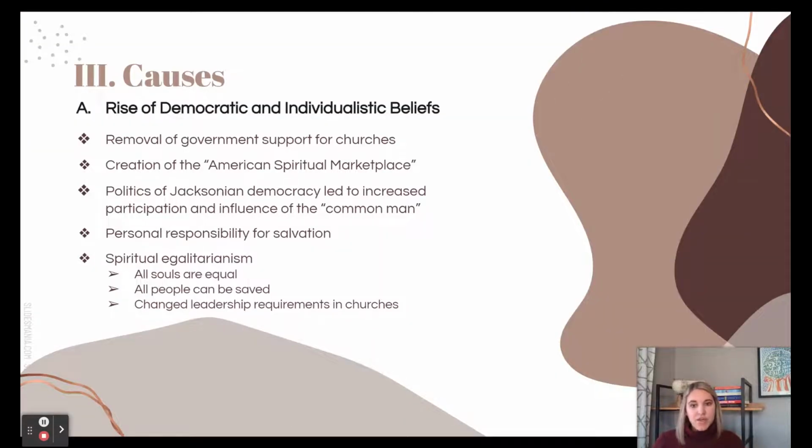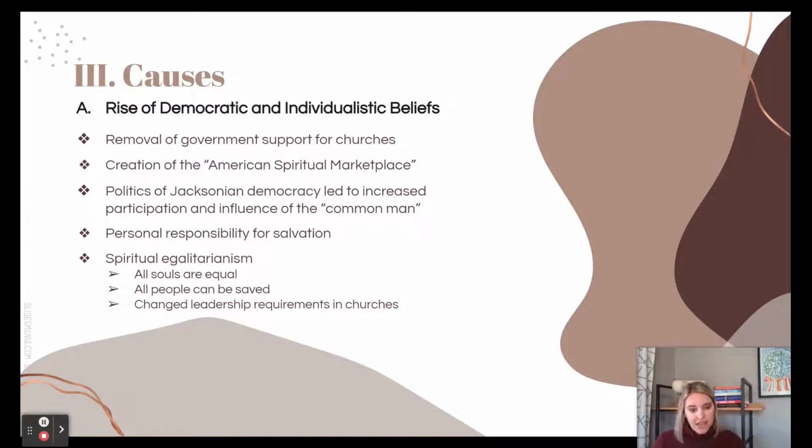So let's get into the causes. One of the main ideas that you want to be familiar with is that there was a rise of democratic and individualistic beliefs. We see this through the increase in participatory democracy during Jackson, and this impacts the growth of the Second Great Awakening as well.